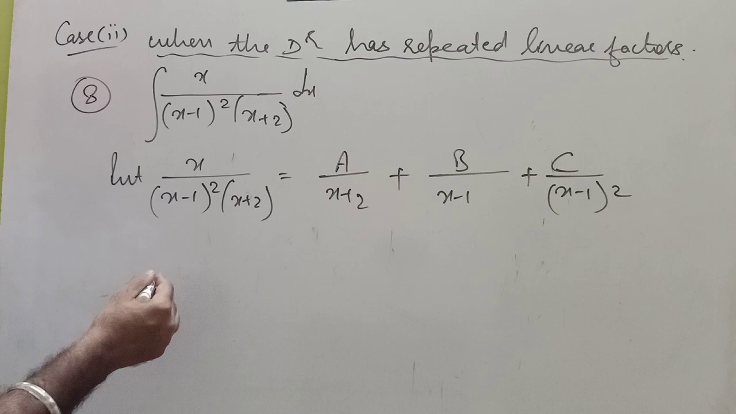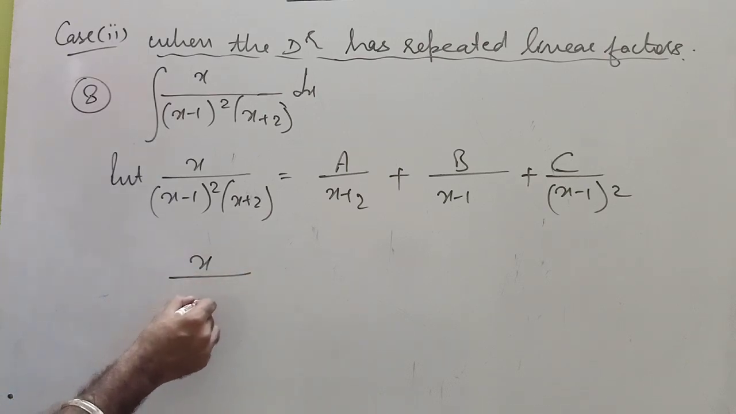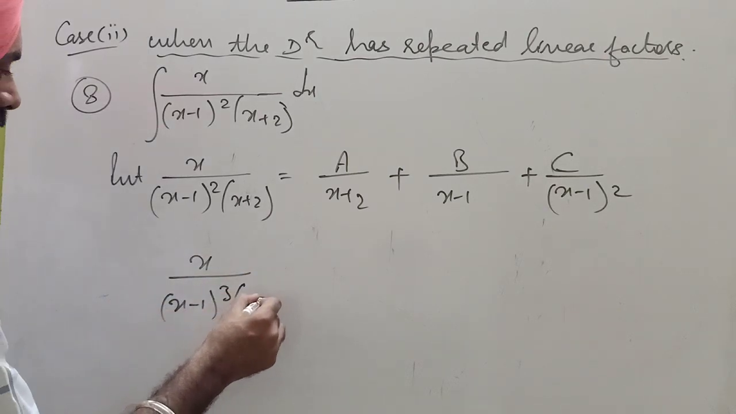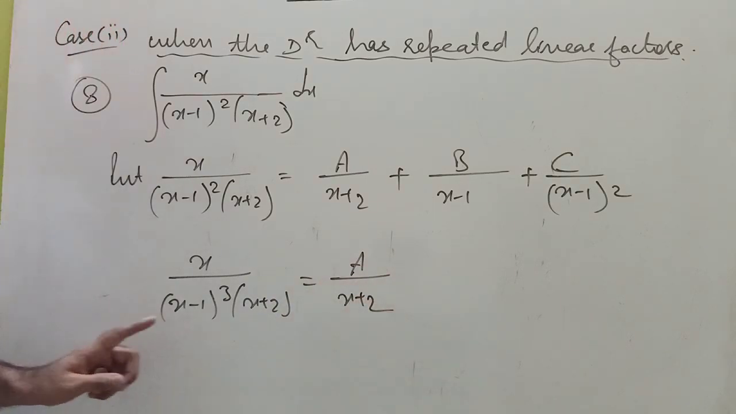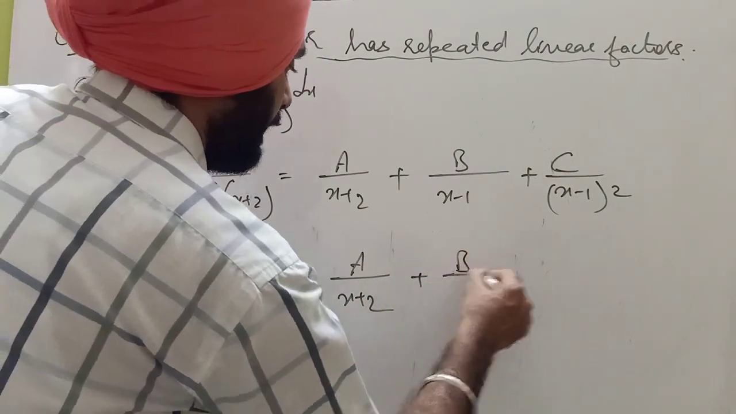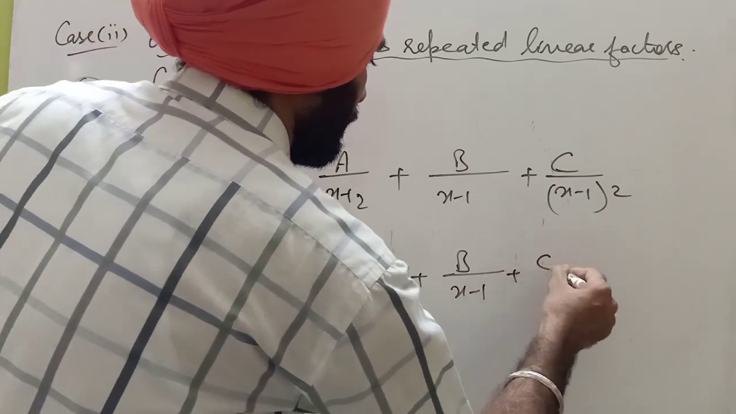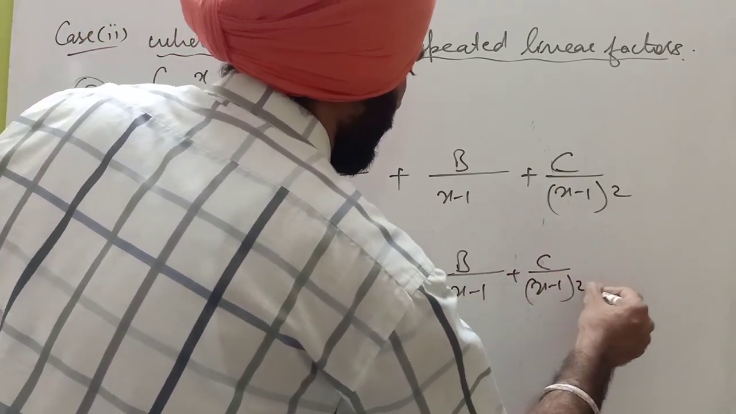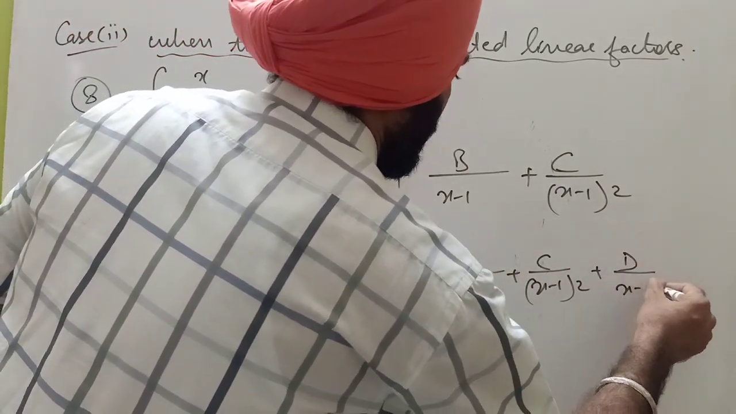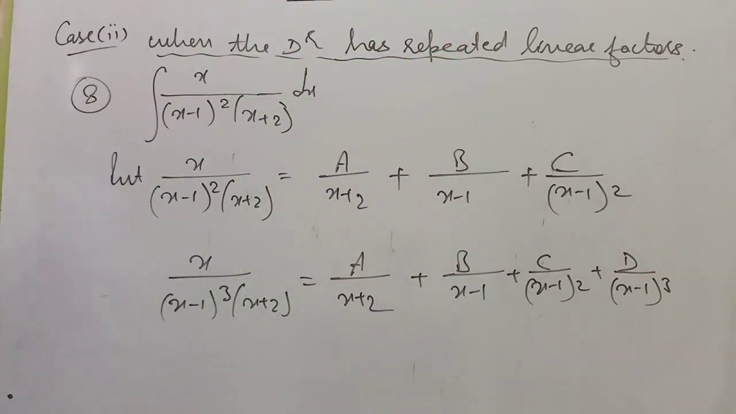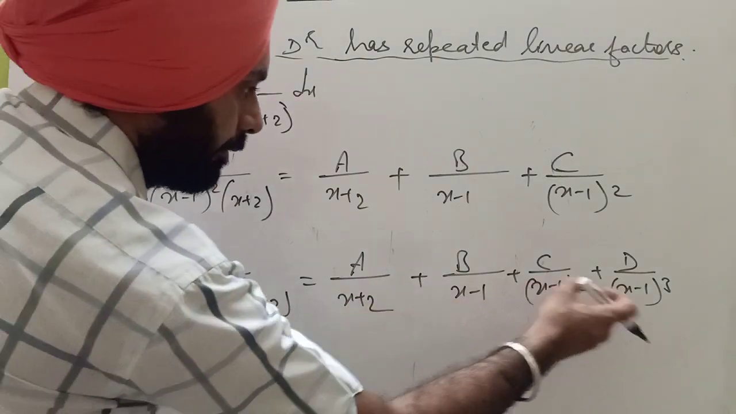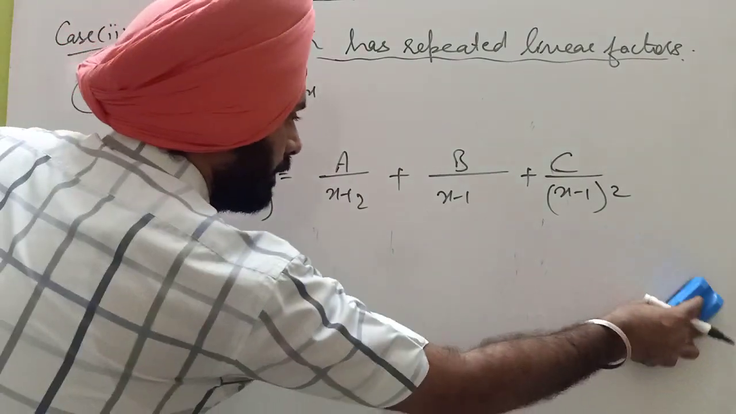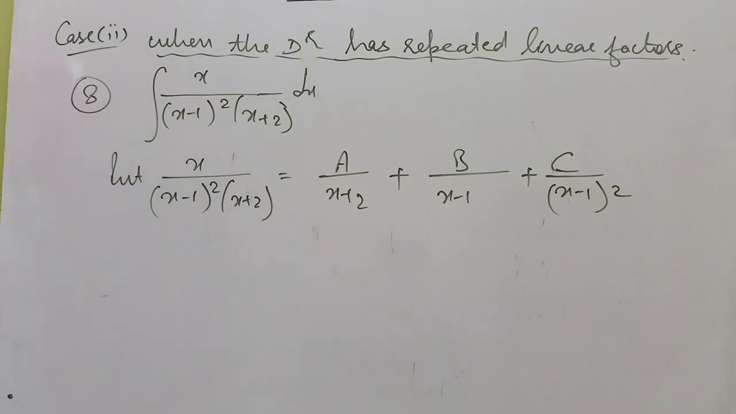Clear? If there is power 3 in this question, then we have to put A over x plus 2, then this factor will come 3 times. First of all B over x minus 1, C over (x minus 1) whole square and D over (x minus 1) whole cube. Clear? When there will be power 4, then this factor will be repeated 4 times. Now this is the question.